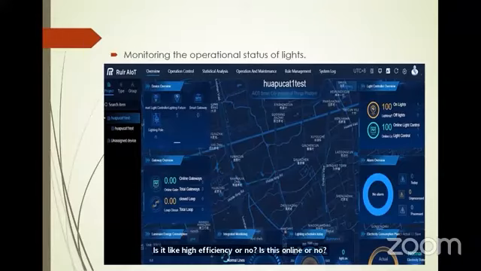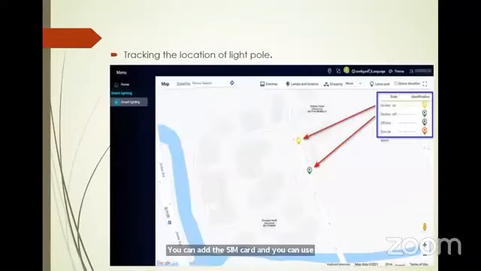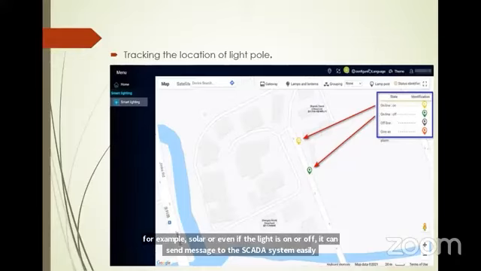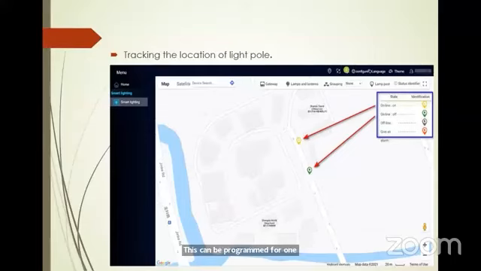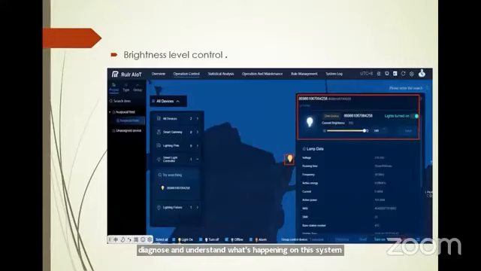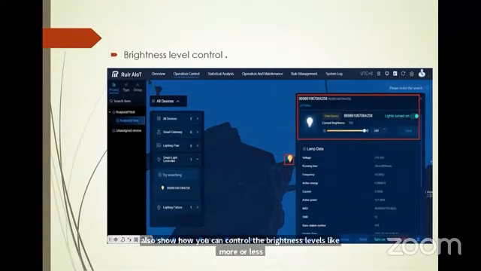And at the same time, if you want to use an internet system, you can also use it. For example, for the walkway, you can add a SIM card and you can use Wi-Fi. And this dashboard shows tracking for the location of the pole. For example, if anyone wants to steal this pole, for example a solar one, or even if the light is on or off, it can send a message to the SCADA system to easily see if all is okay or if there are some issues. This can be programmed for one SCADA system with a big screen, so it is easy for others to diagnose and understand what is happening on this system. This also shows how you can control the brightness levels, more or less, and also change the color from this dashboard.